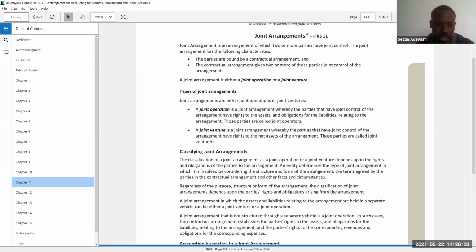And secondly, sir, how about firms of professionals, like maybe audit firms or other ones? You know, this is more or less a partnership business. What kind of joint arrangement is that? Is it joint operation or joint venture? Usually, such an arrangement will be a joint operation.